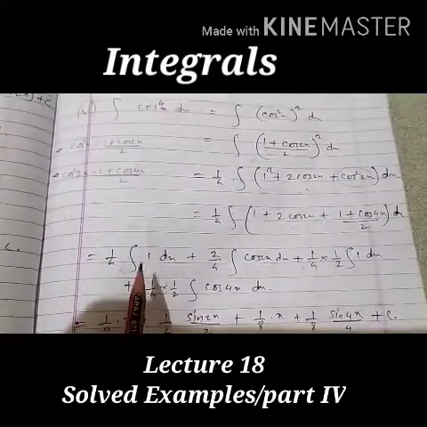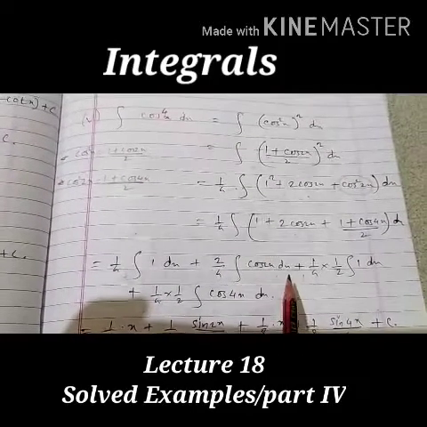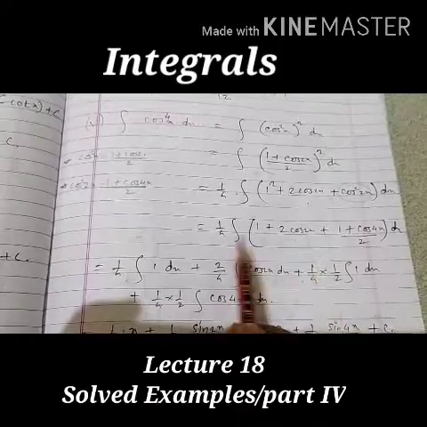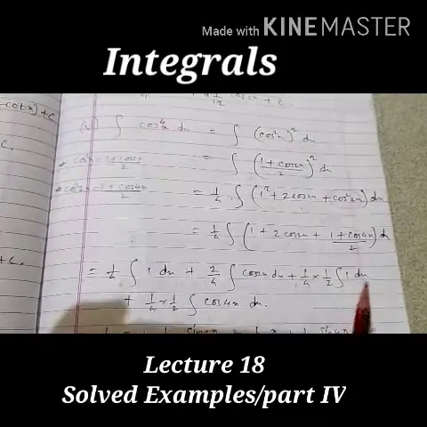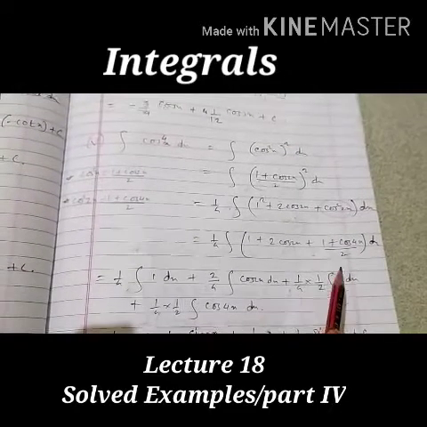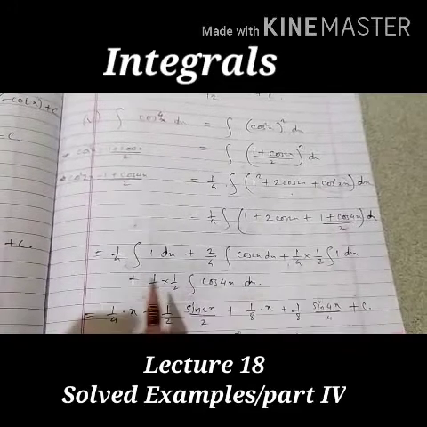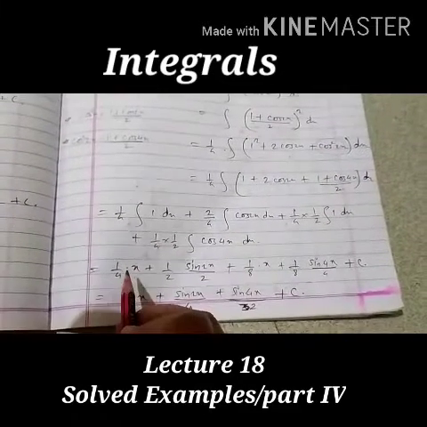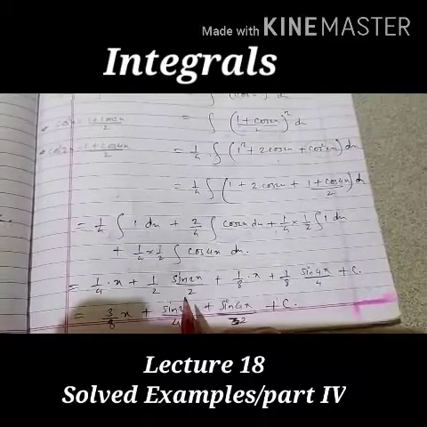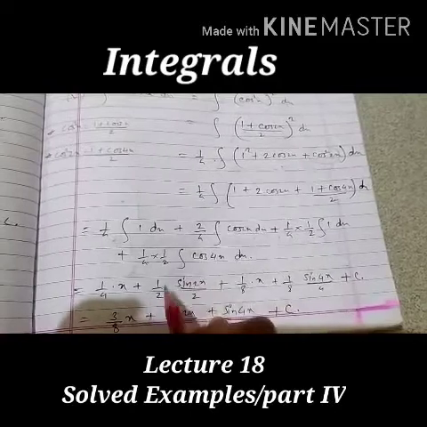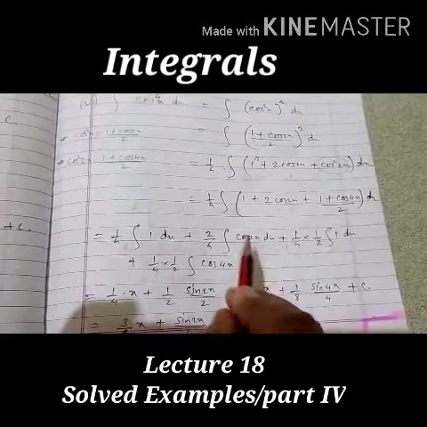Here 1 upon 4 integration of 1 dx plus 2 upon 4 integration of cos 2x plus 1 upon 4, we are multiplying inside, 1 upon 4 into 1 by 2 integration of 1 dx plus 1 upon 4 into 1 by 2 into integration of cos 4x dx. We know that integration of 1 is x, so 1 by 4 into x plus 1 by 2 into sine 2x by 2, because 2 upon 4 is 1 by 2 and integration of cos is sine, so sine of 2x and the derivative of 2x is 2.